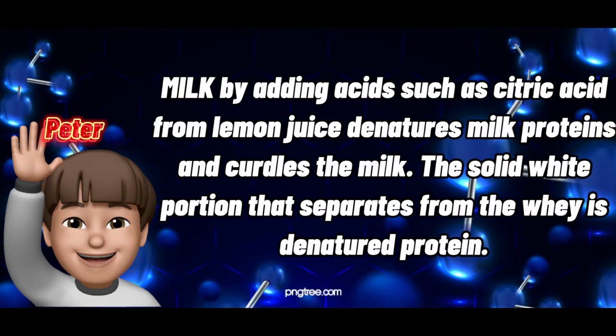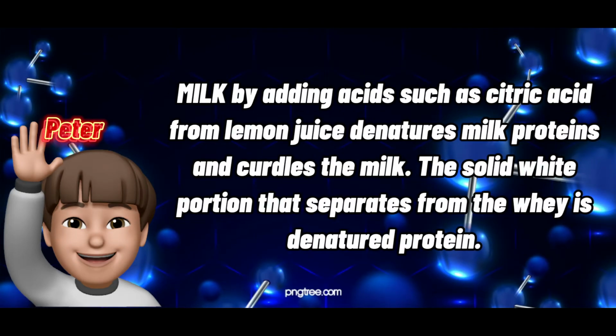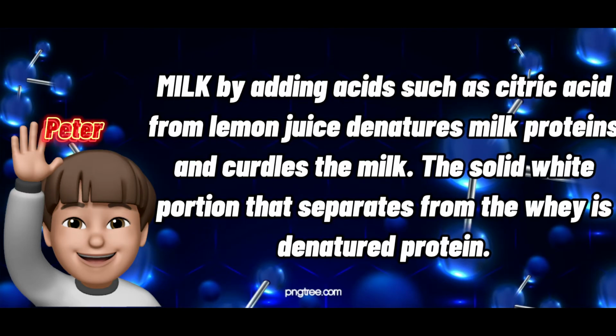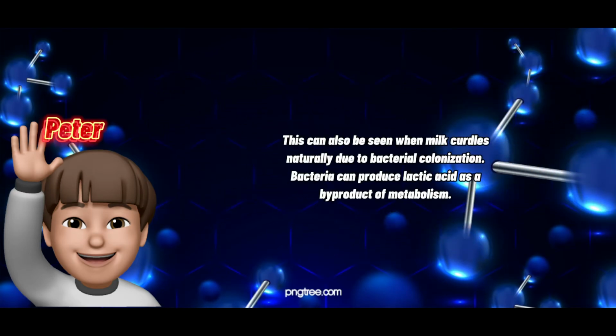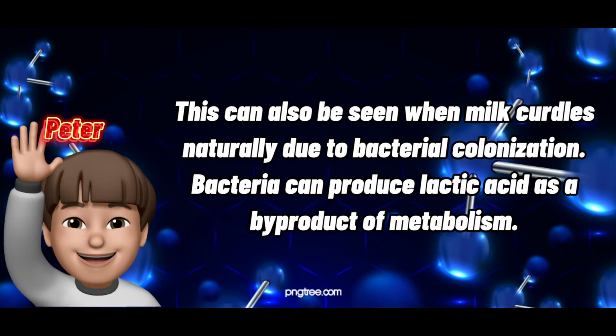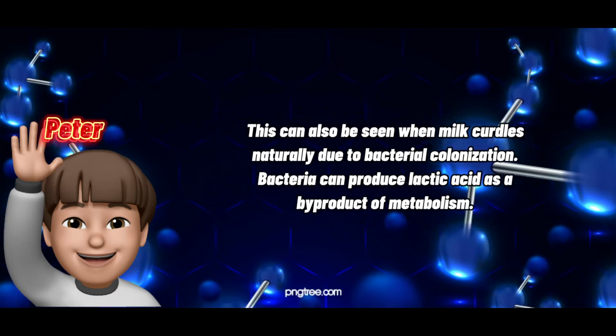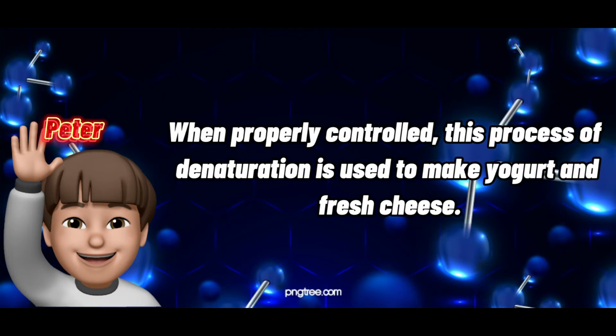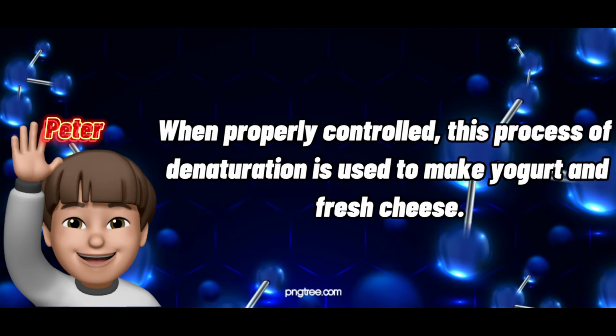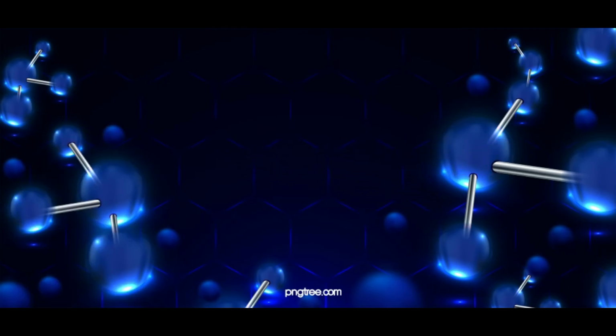Adding acids to milk, such as citric acid from lemon juice, denatures milk proteins and curdles the milk. The solid white protein that separates from the whey is denatured protein. This can also be seen when milk curdles naturally due to bacterial colonization. Bacteria can produce lactic acid as a byproduct of metabolism. When properly controlled, this process of denaturation is used to make yogurt and pressed cheese.